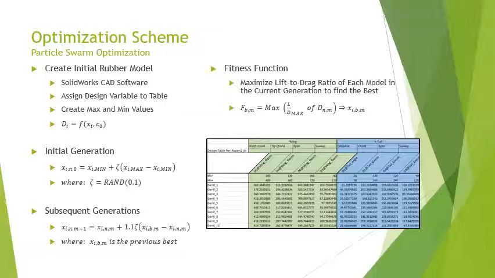CFD was then used to determine the maximum lift-to-drag ratio for each of these models in the generation. Then subsequent generations would be adjusted towards the best model of the previous generation, thus advancing the population towards an optimum solution.